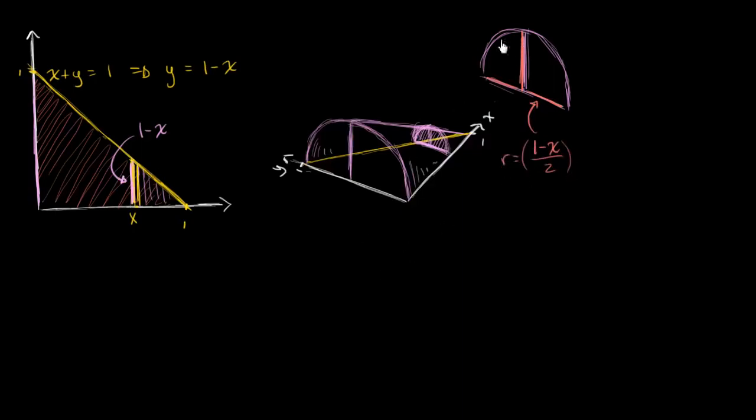And so what would be the area of this side right over here? Well, if it was a full circle, it would be pi r squared, but it's a semicircle, so it's pi r squared over 2. So let me write this. So the area is equal to pi r squared over 2, because it's a semicircle.